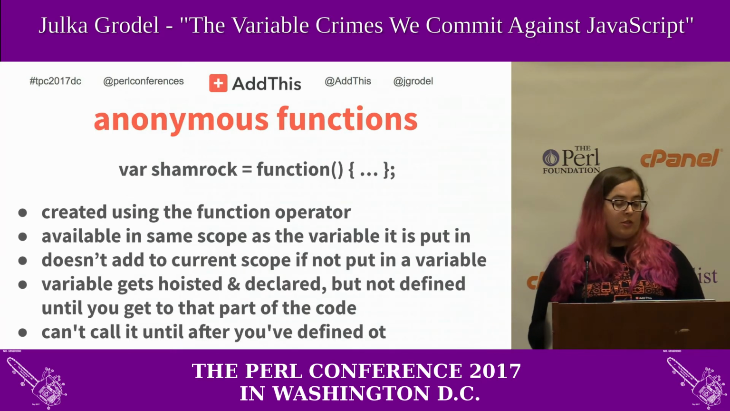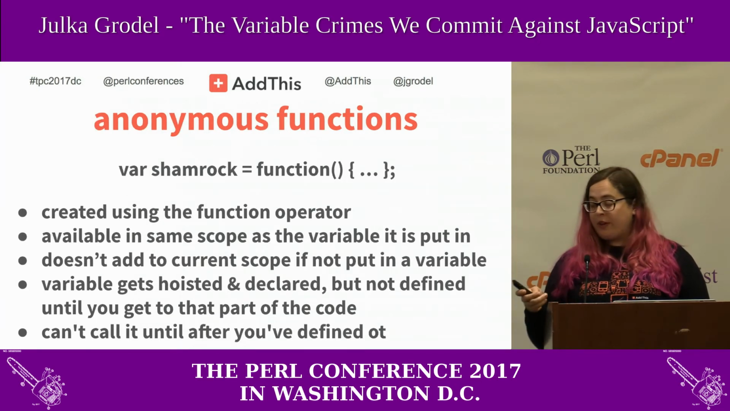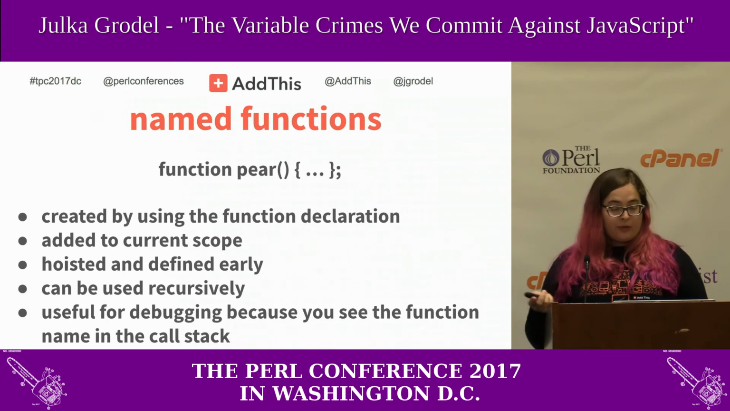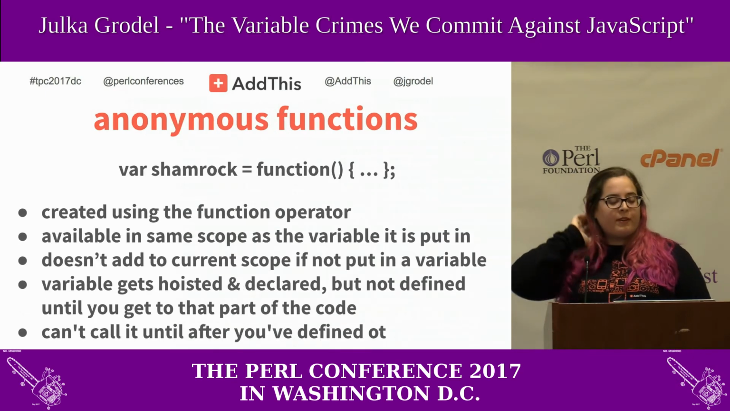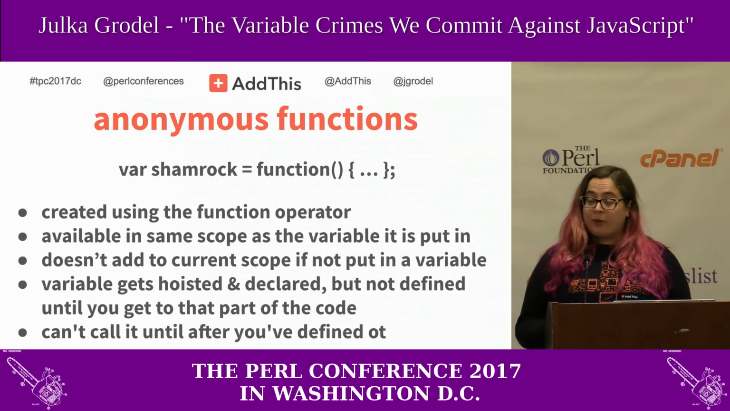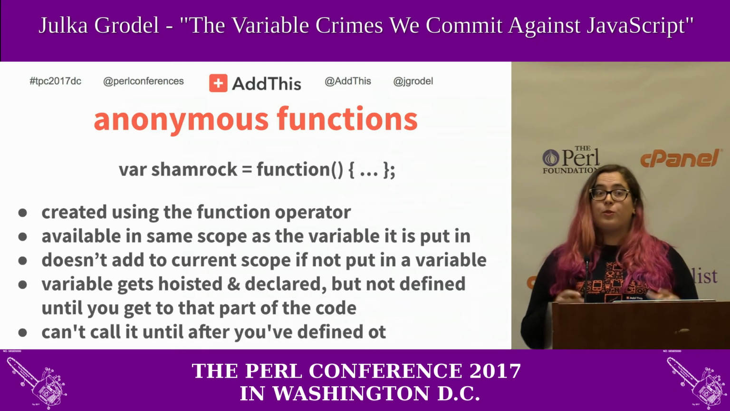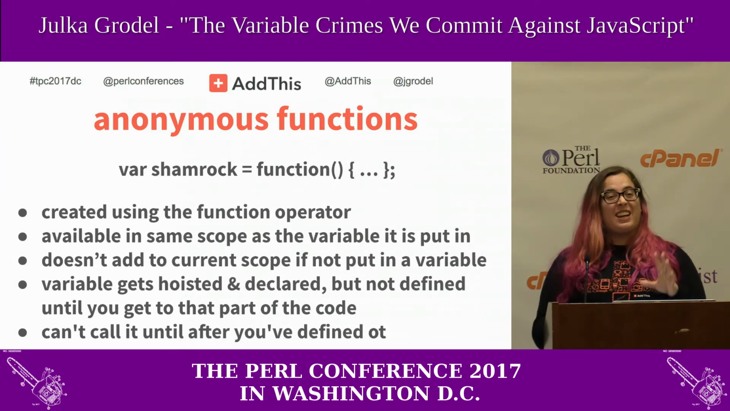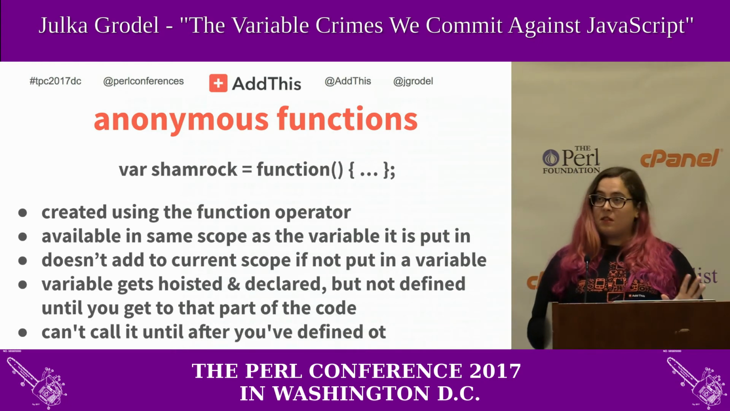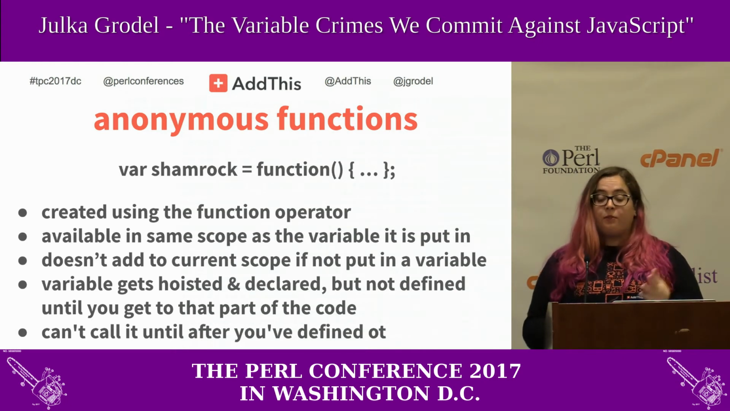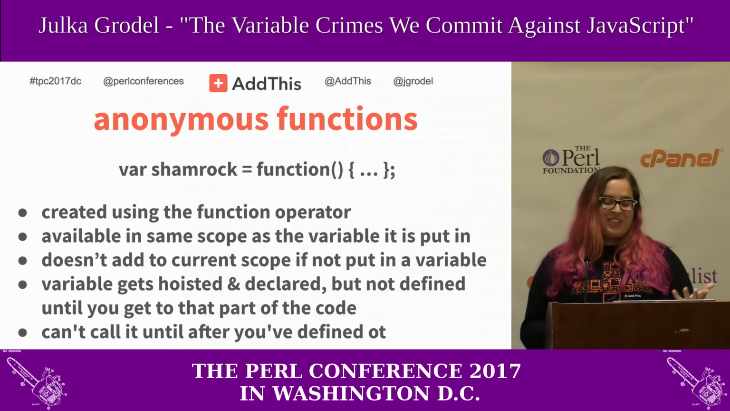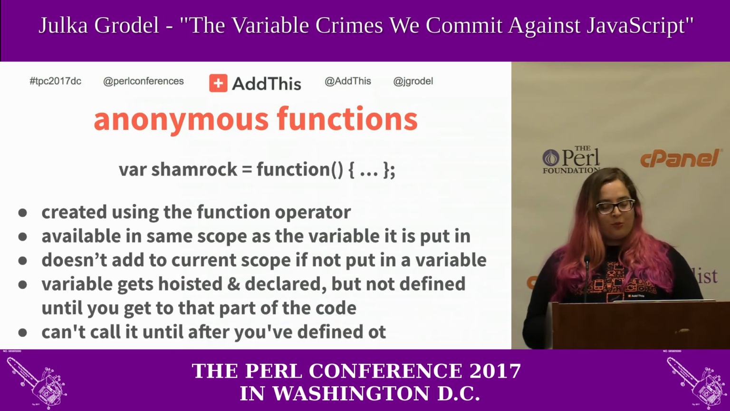And here's anonymous functions. So this is a function operator instead of a function declaration. It's available in whatever scope that variable you're putting it in is available. It doesn't add to the current scope if it's not put in a variable. So there's anonymous functions we were using where we didn't actually put it in anything. We just put it in its own parentheses. That doesn't put that function anywhere in your scope to mess things up.